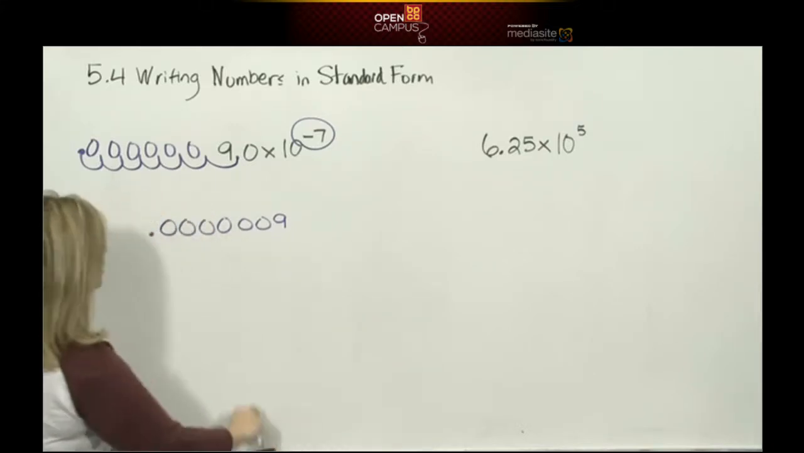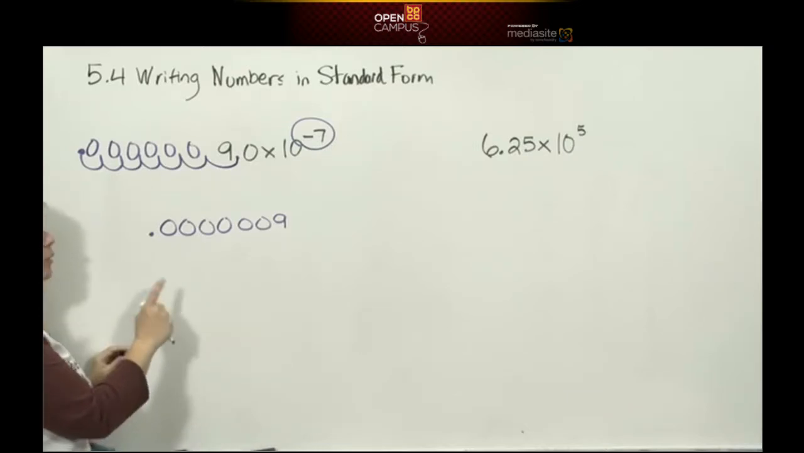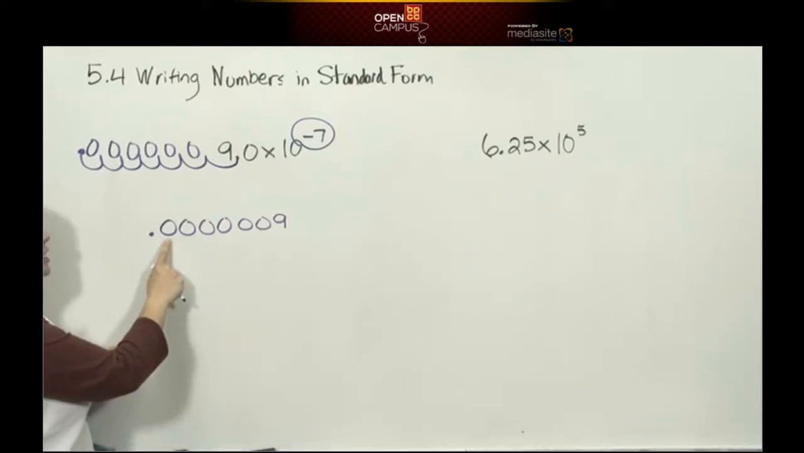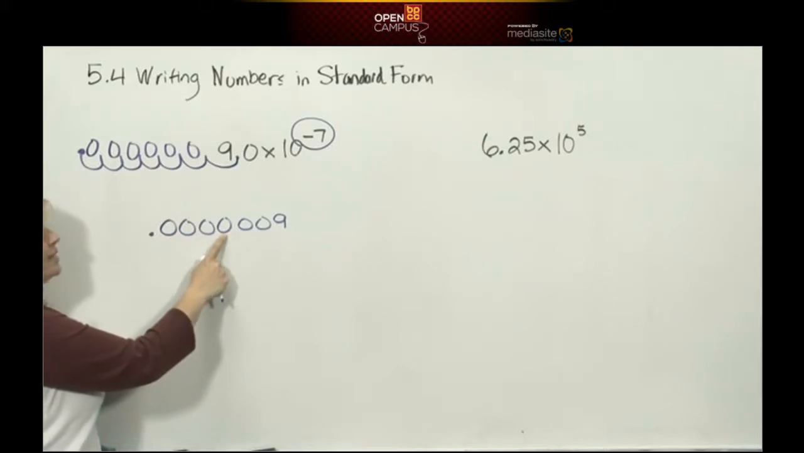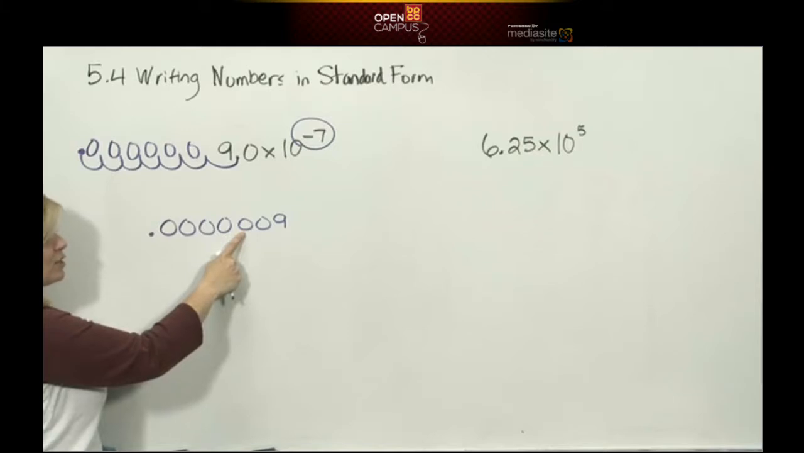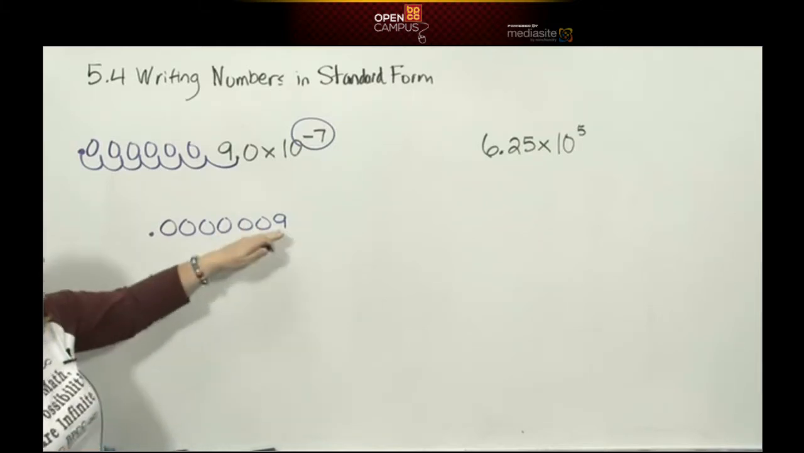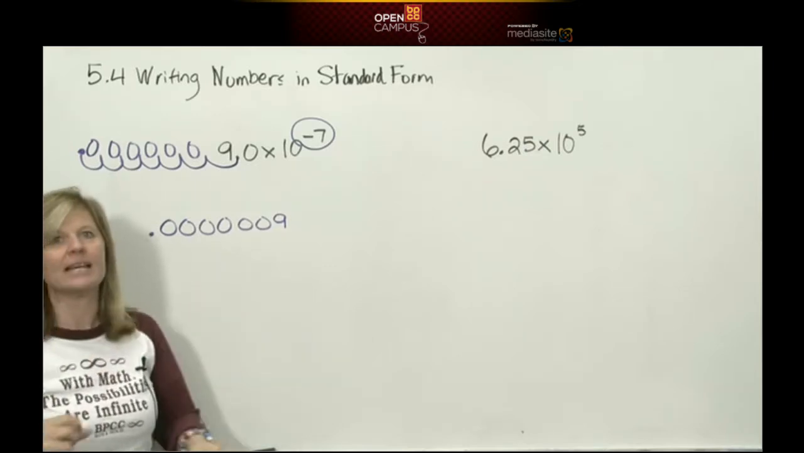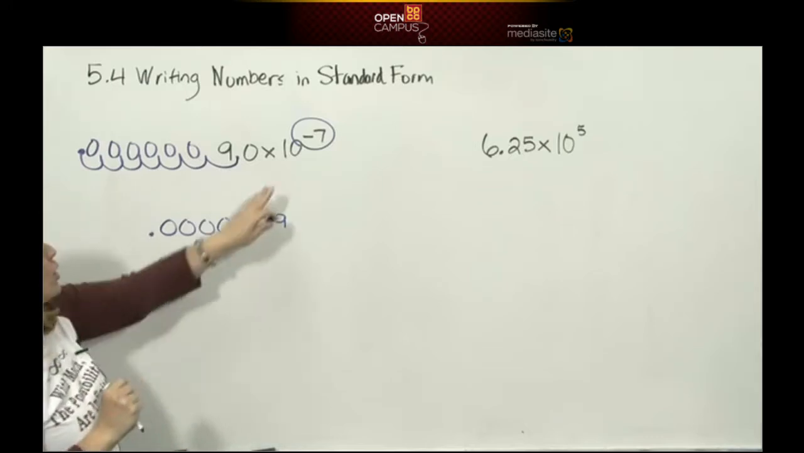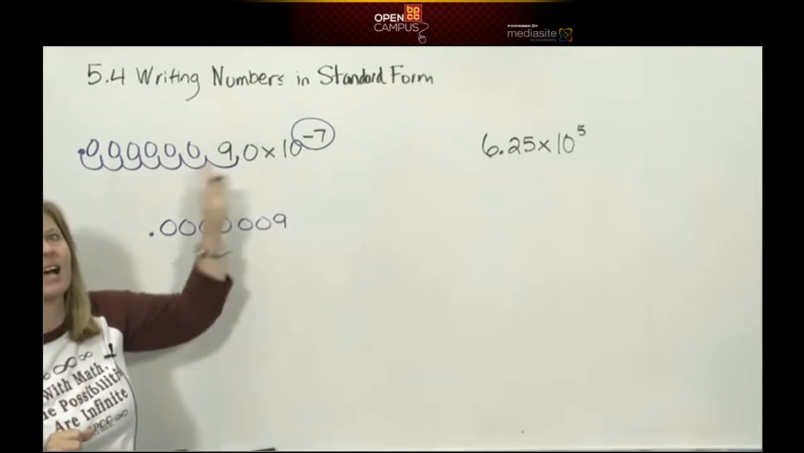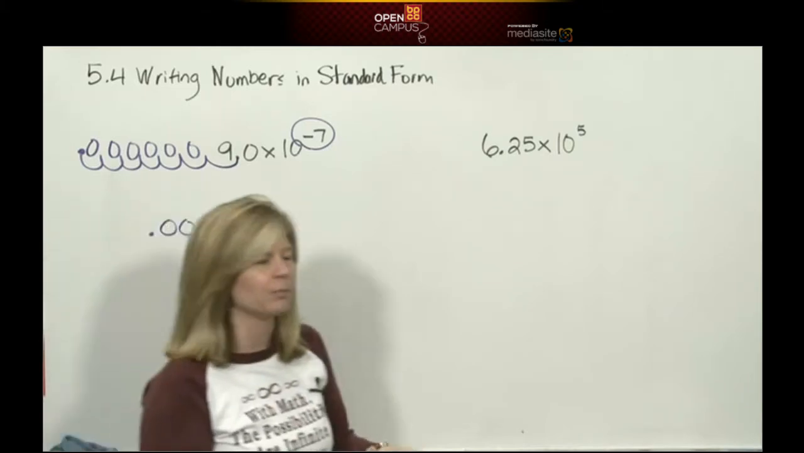So, when I look here, this number in standard form, let's learn how to read it. Let's look at our positions. Tenths, hundredths, thousandths, ten thousandths, hundred thousandths, millionths, ten millionths. So we would read this as 9 ten millionths. And that's a very small value. So when your exponent is negative in scientific notation, you are guaranteed to get a very small number, a decimal.